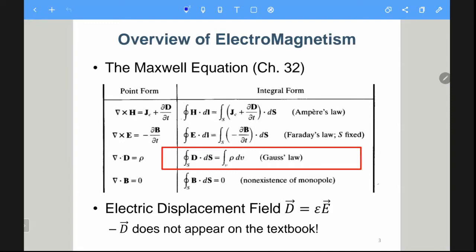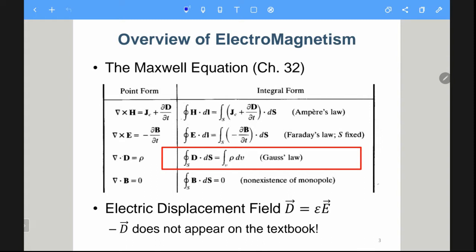Okay, so this is the overview of electromagnetism. In physics 2, you mainly learn electromagnetism, at least up to chapter 33. And of course, in chapter 32, we will talk about the Maxwell equations. Just as I described in the first lecture, if you really need to use two words to describe electromagnetism, it should be Maxwell equations, and we will learn them one by one.